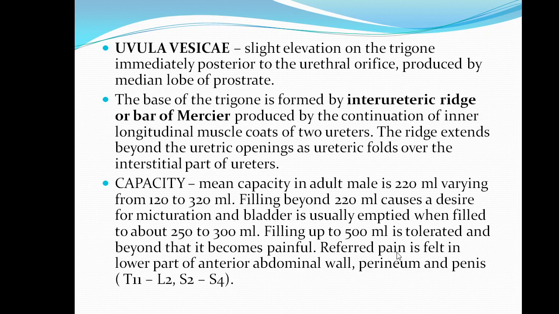The referred pain of a full bladder is felt in the lower part of the anterior abdominal wall, perineum and penis. The root value of the nerves supplying it: the sympathetic nerves are T11 to L2, and the parasympathetic nerves are from S2 to S4 spinal nerves.